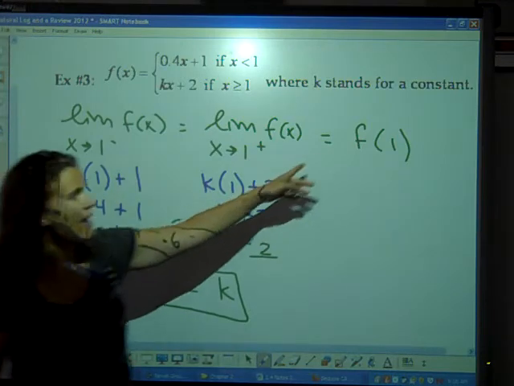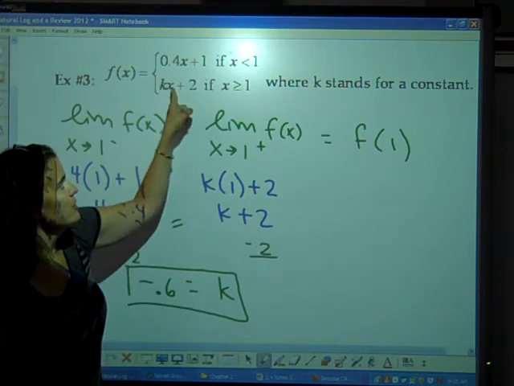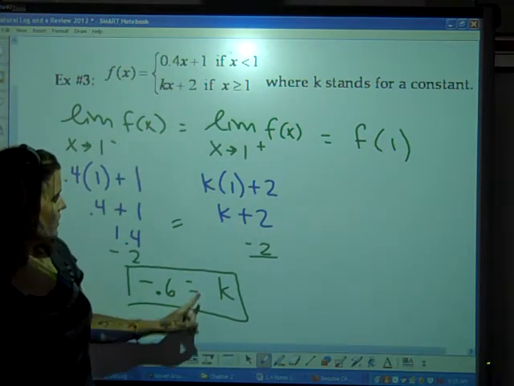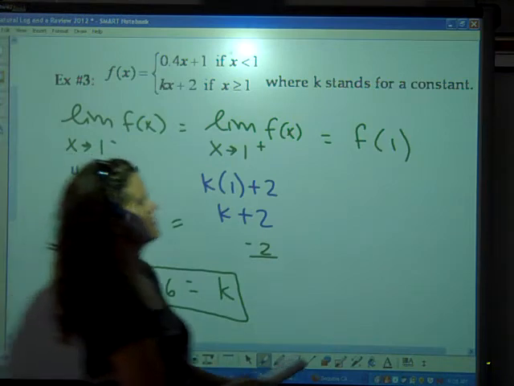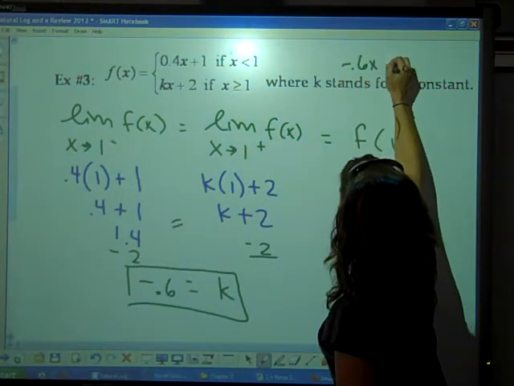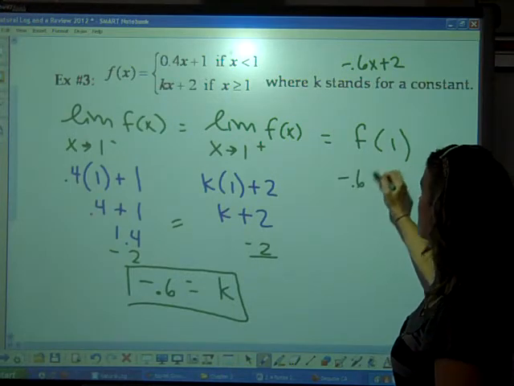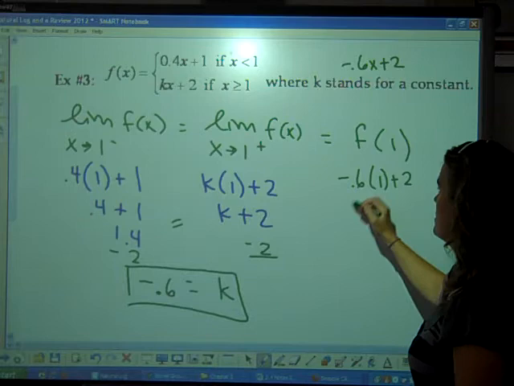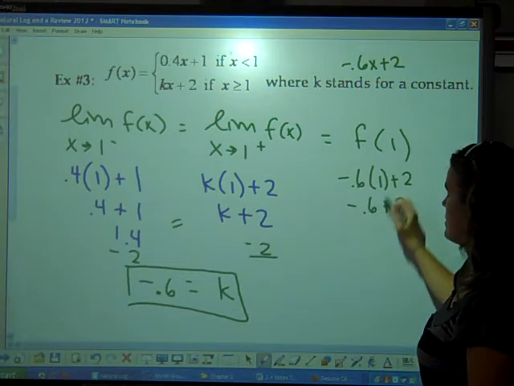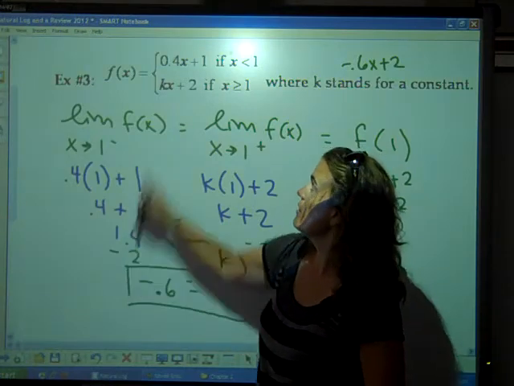Okay. By the way, f of 1, if I plug in 1, realize I would be on this bottom branch here. Okay, so if I plugged in 1 with this k value of negative 0.6, so if that bottom branch truly is negative 0.6x plus 2, if I plug in 1, that would be negative 0.6 times 1 plus 2, negative 0.6 plus 2, that would get me to 1.4, which hopefully you can see would equal that top limit.